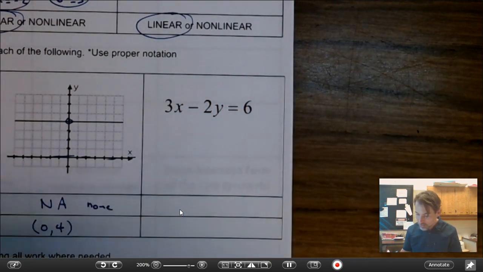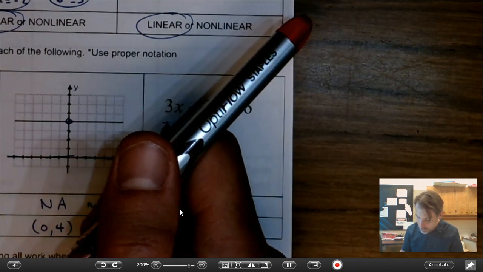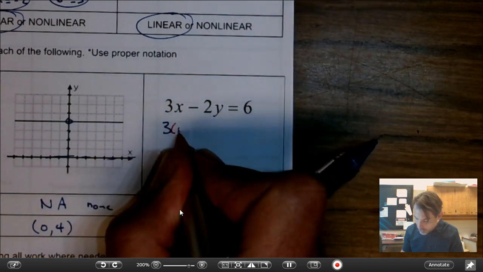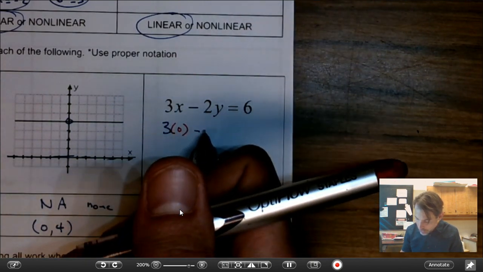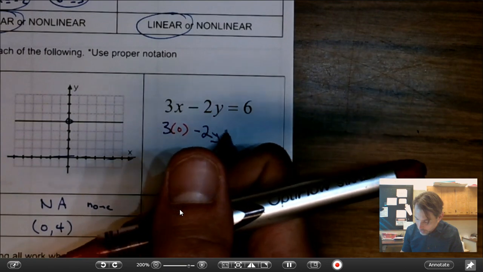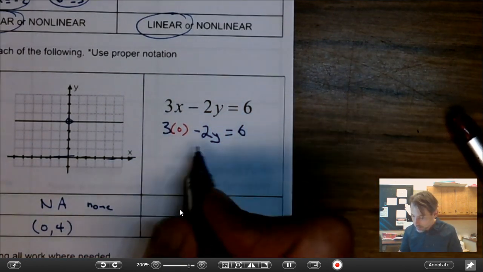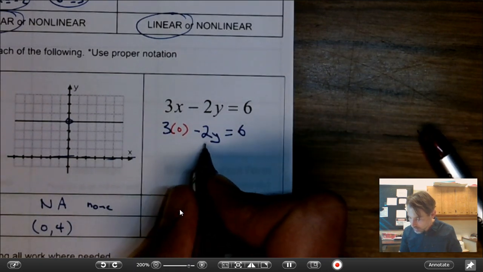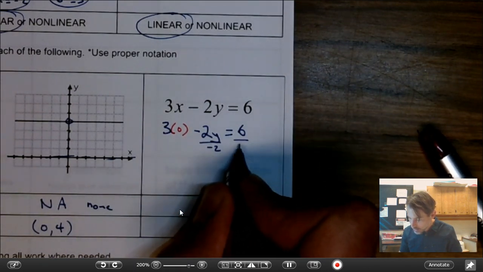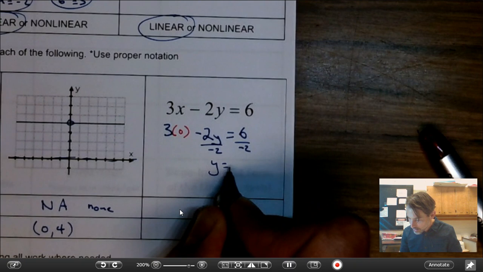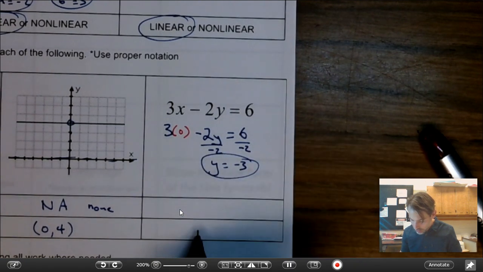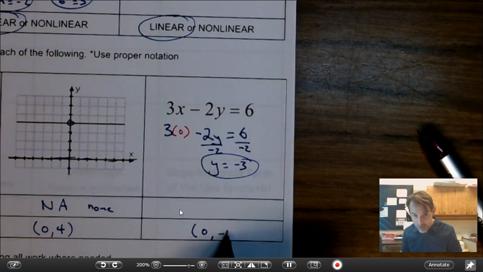So let's just substitute in. Let's let x be 0. So we're going to have 3 multiplied by 0 minus 2y, and we're going to solve that for y. Okay, 3 times 0 is 0. Minus 2y is equal to 6. So let's divide both sides by minus 2. Y is equal to minus 3. So our y-intercept is 0, minus 3.